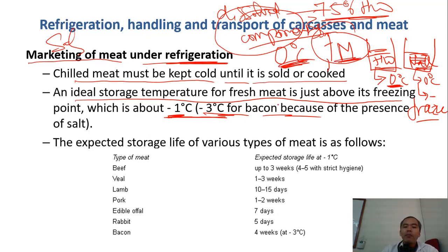And why is the freezing point of bacon even lower? Bacon is a cured meat product. A cured meat product means you already add quite some amount of salt, sugar, and so on, depending on your taste preferences. So there is more salt in bacon than in fresh meat, and the freezing point of bacon is even lower.